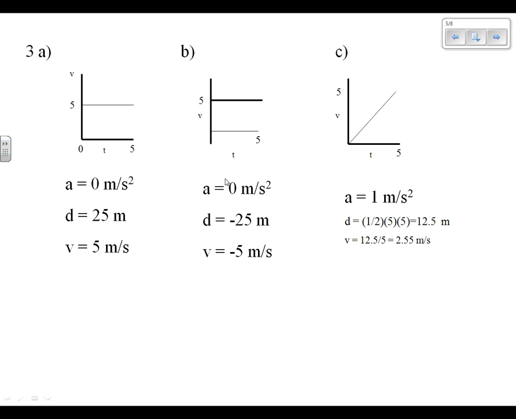Okay, so for 3A, you should have an acceleration of 0. The displacement is 25. How do you get 25? 5 meters per second times 5 seconds, in other words, the area. And the velocity is a constant 5 meters per second, right? B, as Joey pointed out, that should be a 0, -5. So the acceleration is 0 because the slope is flat. The displacement is -25, right? Because it's below. And the constant velocity is -5 meters per second.